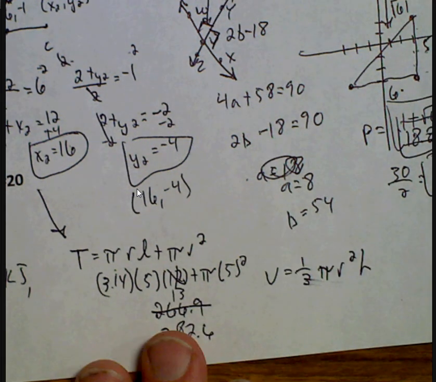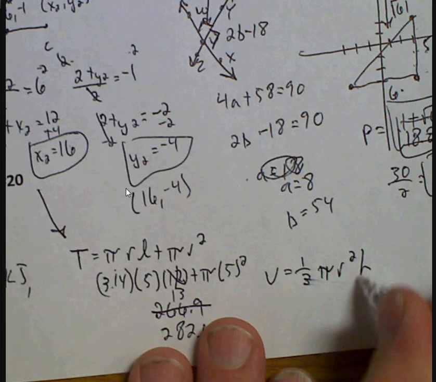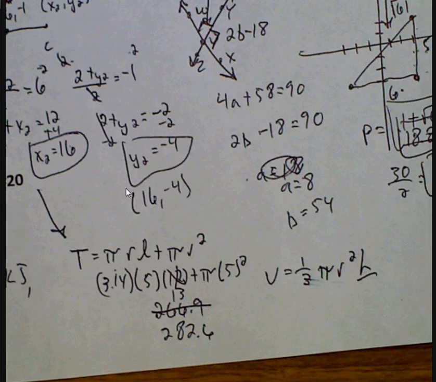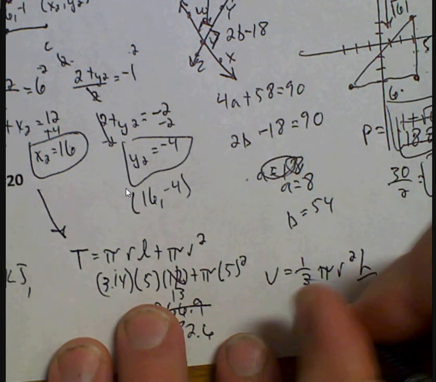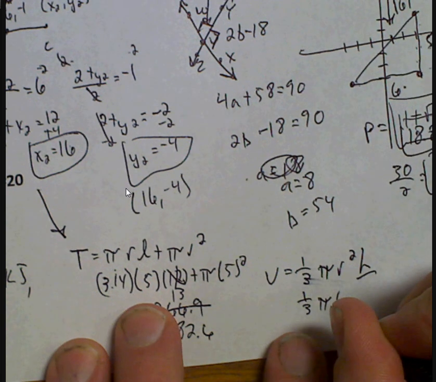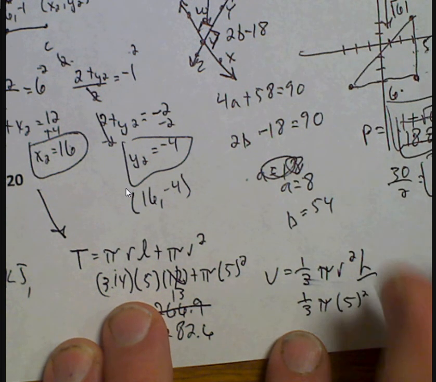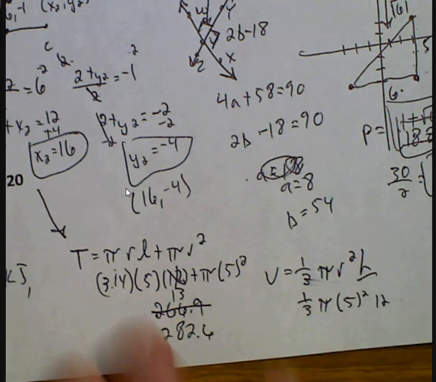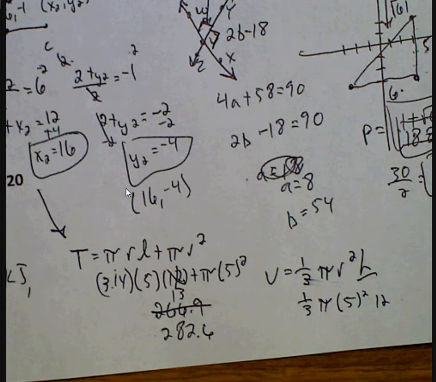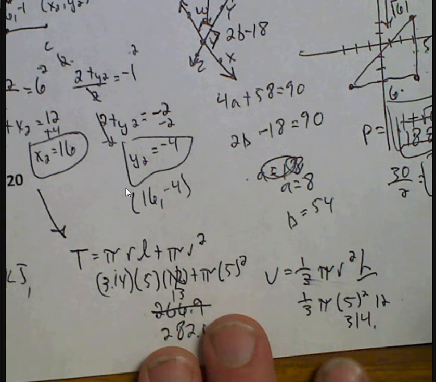Okay. Then the next one, here is the height. The height is up and down. So we get 1/3 pi. My radius is 5 squared. My height is 12. So 1 divided by 3 times 3.14 times 5 squared times 12 gives me 314. And I am done.